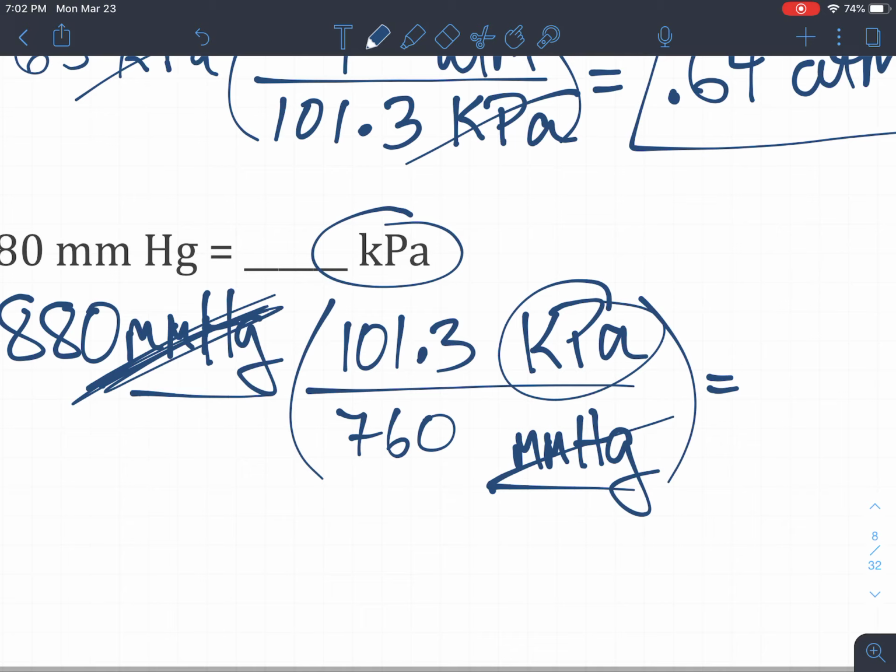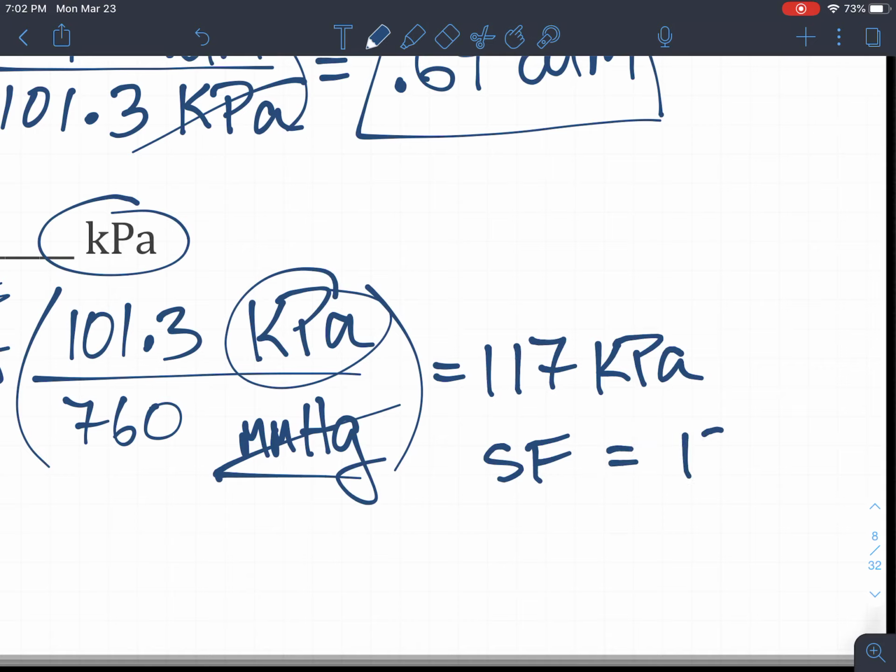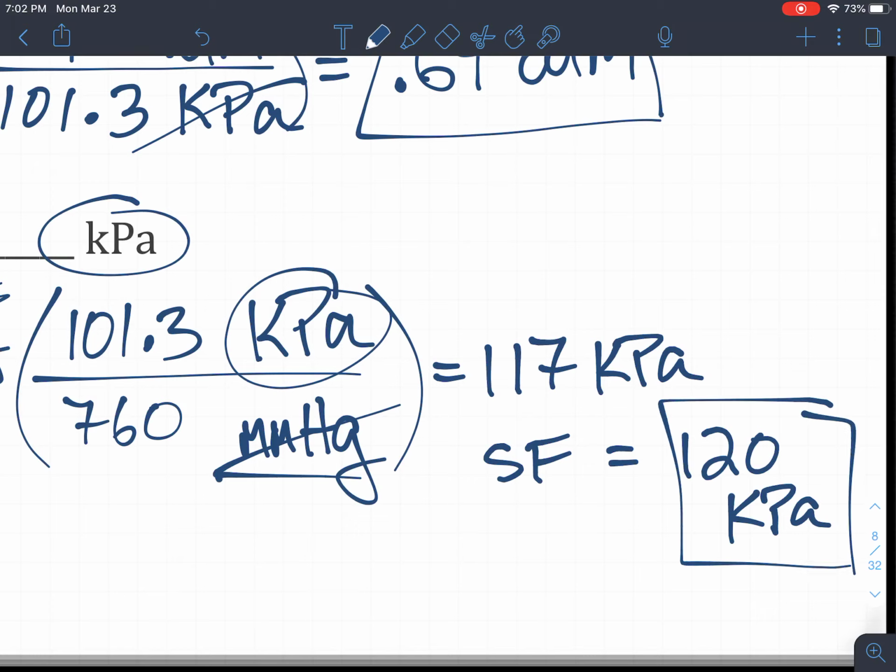So here, the way we plug it in our calculator is we're going to have 880 times 101.3, and then divided by the denominator, which is 760. And the answer is 117.29. So we can just round it off there, kPa. In sig figs, this would equal 120 kPa. And that's it.